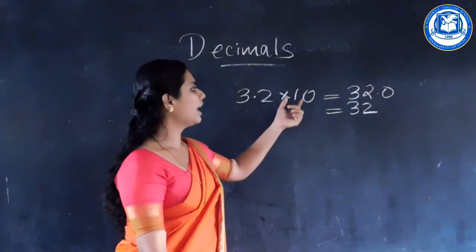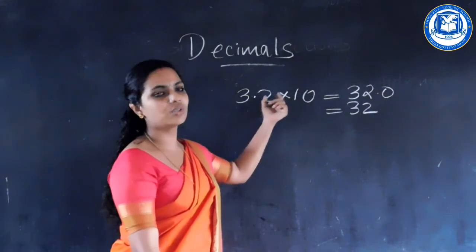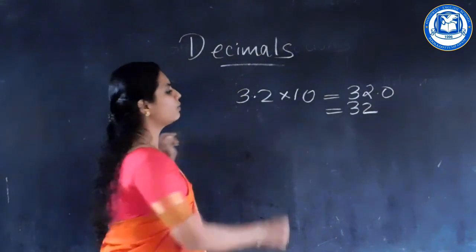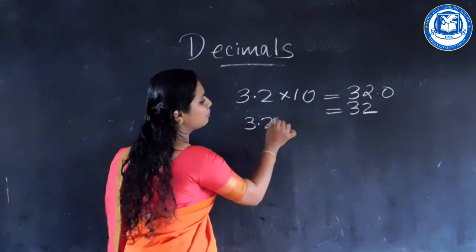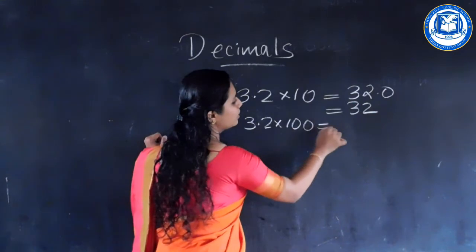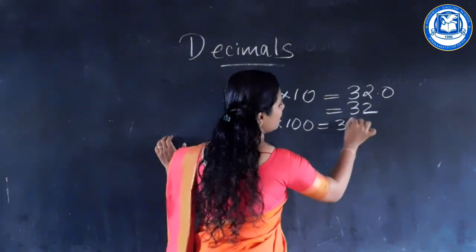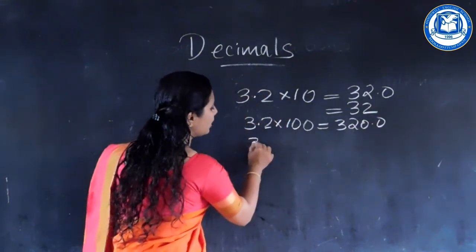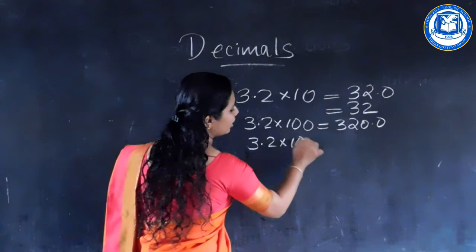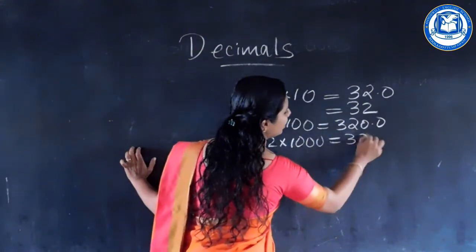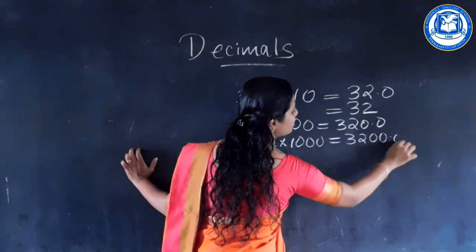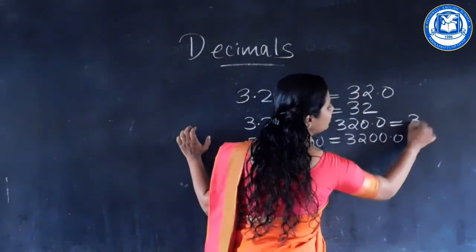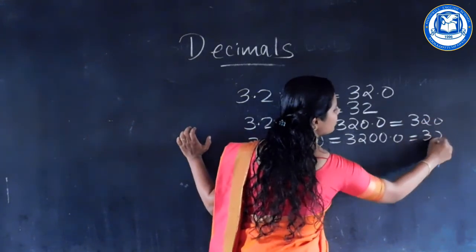So, when we are multiplying a decimal number by 10, we will move the point one digit right. And if it is 100, we will change 2 digits. And if it is 1000, we will change 3 digits. That means this 3.2 itself, we can multiply it with 100. So, this will change to 320.0. And now when we are multiplying this with 1000, we will get 3200.0. This .0 we will not mention. We only will write 320 and 3200.